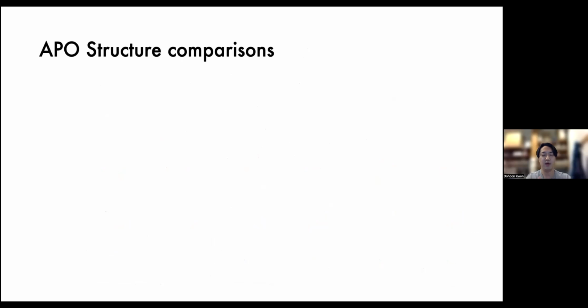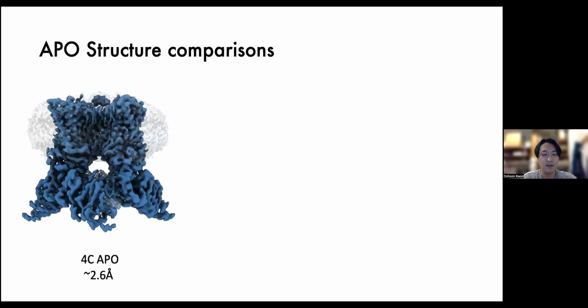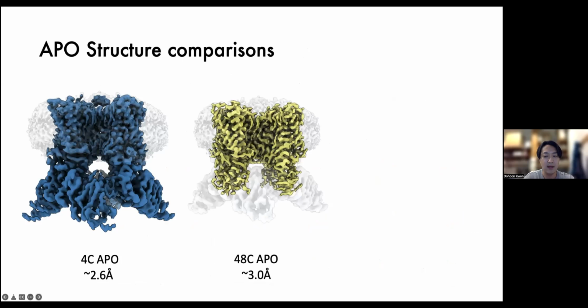Okay, let's get into the main part. First, we solved the 4 degree APO structure nicely, as you can see here for the control experiment. And then we solved the 48 degree APO structure like this one. We tried a lot, but we could not get an open state without any ligand. We found that only the very N-terminus region was less resolvable. There is density, but the quality is very bad, so we cannot build a model.